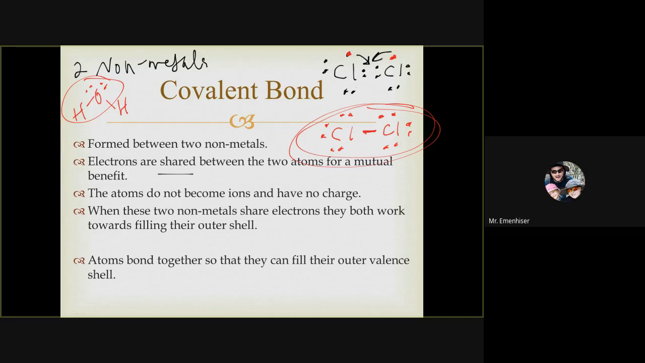So electrons are shared, atoms will not be charged, and then the atoms are going to bond together so that they can fill their outer valence shell. So again, this is all about filling that outer shell. If you have two elements that both have 7 electrons in their outer shell, if they share an electron, well then now they both have 8. Okay?